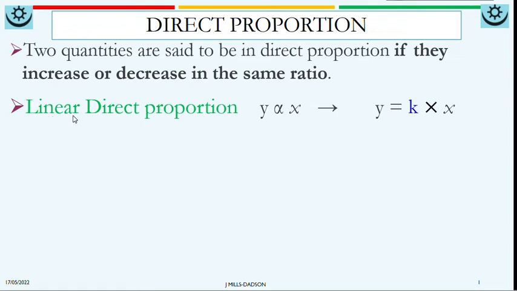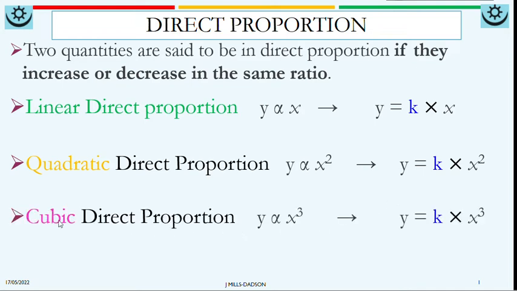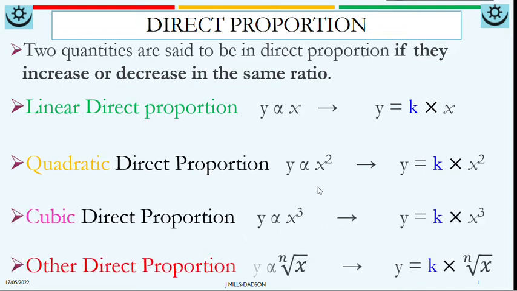We'll be talking about what we call linear direct proportion. This is the notation, and this is the formula that we'll be using to answer questions. Quadratic direct proportion is of this form, notation and the formula. Cubic direct proportion and other direct proportions. So I'll be giving you examples of each to explain to you how to work out missing proportion.